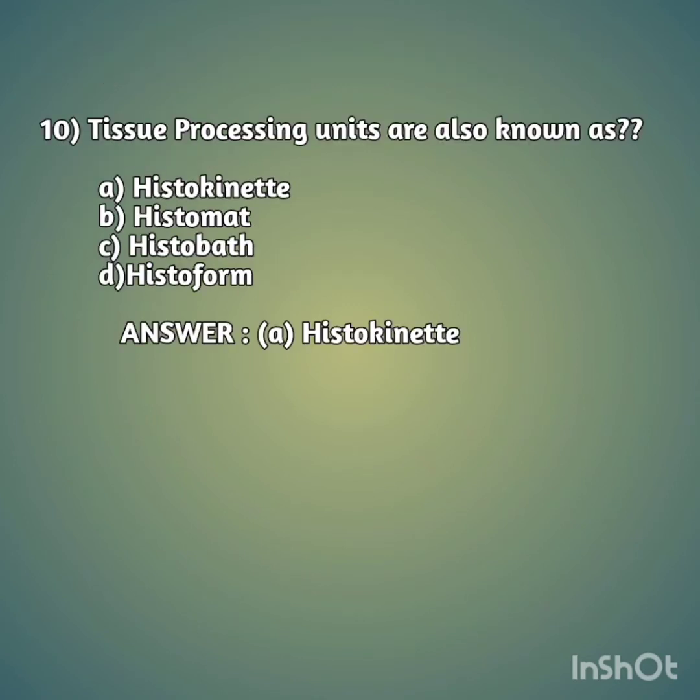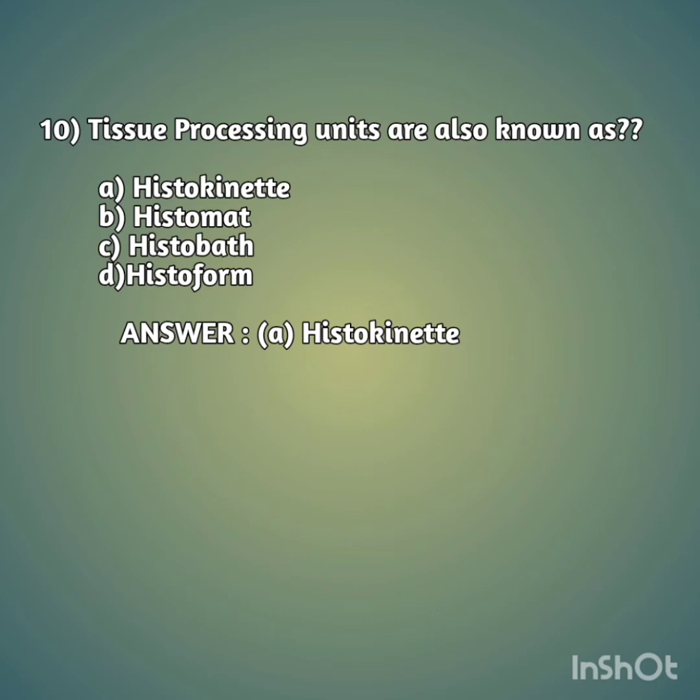Our 10th question. Tissue processing units are also known as, the tissue which will be processed in our histopathological labs, those units are called as what? Option A, histokinette, option B, histomat, option C, histobath, and option D, histoform. So the correct answer is option A, histokinette.